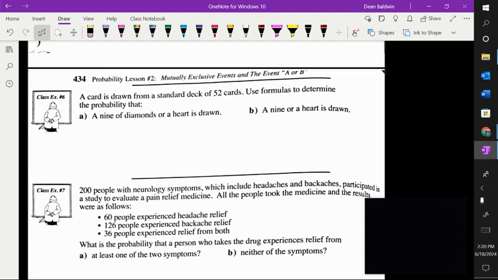Okay. A card is drawn from a standard deck of 52 cards. Use formulas to determine the probability a 9 of diamonds or a heart is drawn.